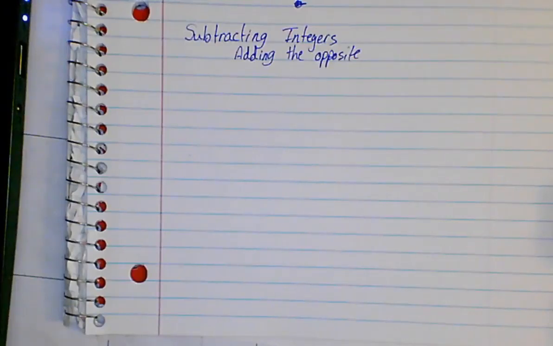We will look at subtracting integers. When we subtract integers, we are just going to add the opposite. Another way to look at integers is that the subtraction can be the sign of that second number.